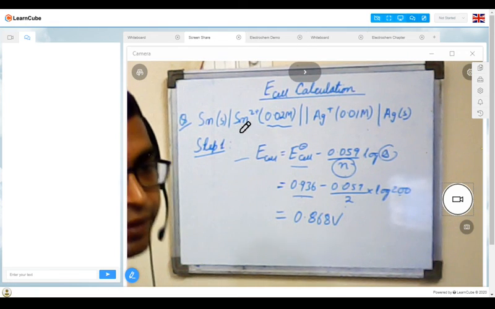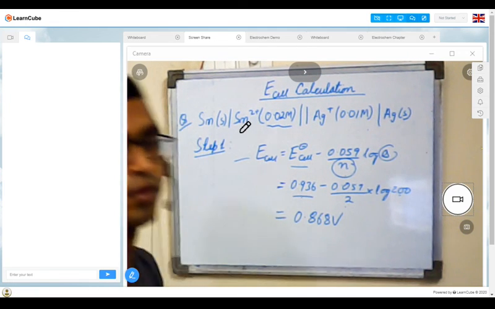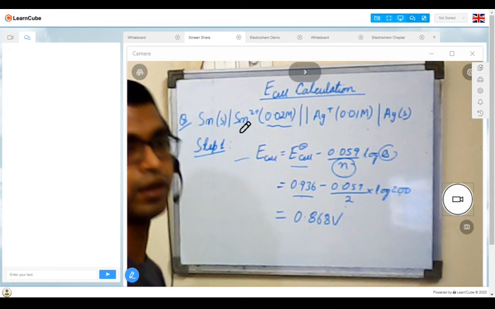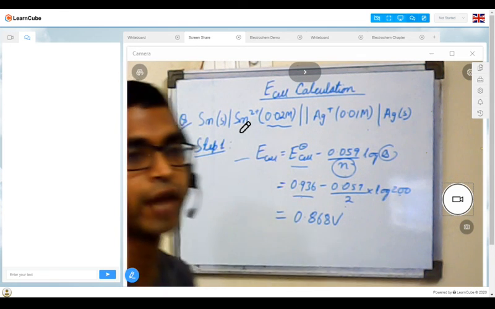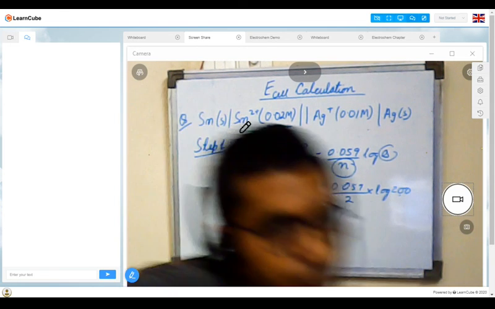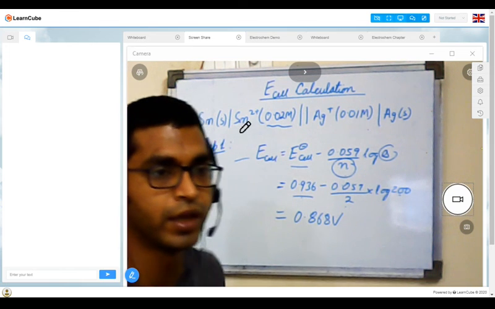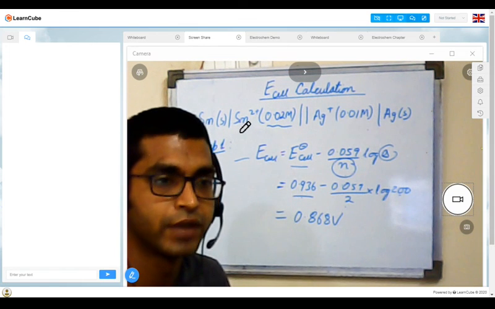I hope with this you got a feel for how to calculate the cell potential of any electrochemical cell where the concentrations are not the standard concentrations.